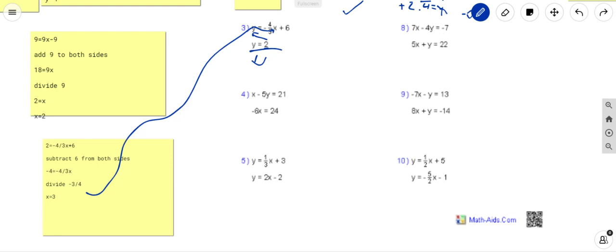So x would equal 3. Let's plug it into the equation. So if we plug in 3, then we would have negative 4, and negative 4 plus 6 would equal 2. And what is y? y is 2. The solution is correct. x equals 3. Yep. Okay.